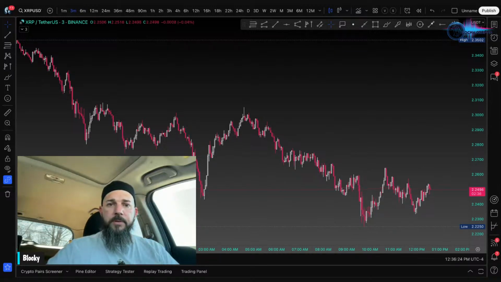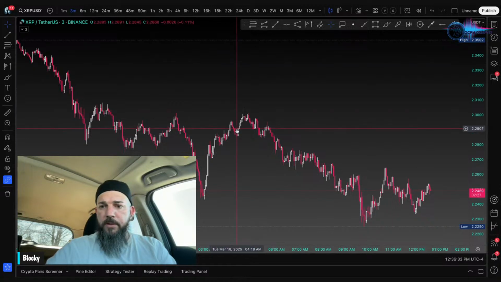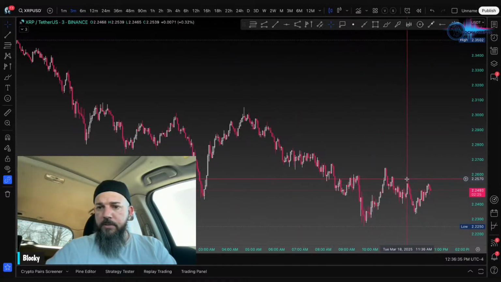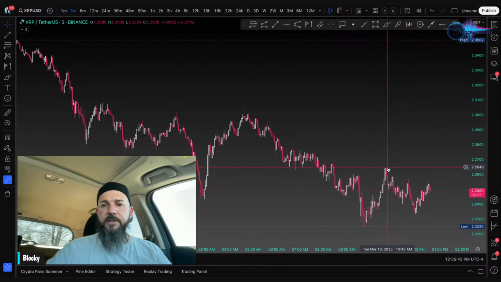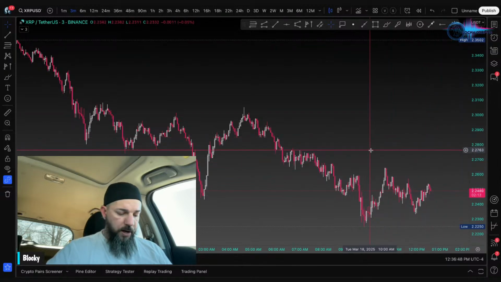So yeah, that's pretty much XRP. We're waiting for a break of like 230, somewhere in there. This right here, 226. We start breaking that and supporting, then we know we're going up. But like I said, I think Bitcoin's going down to 72 to 74.